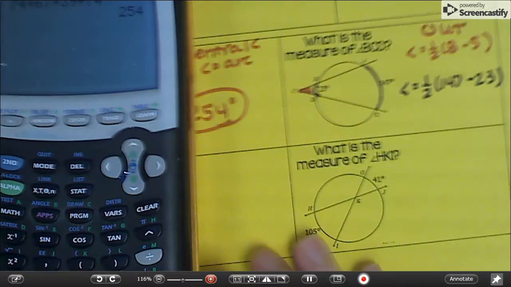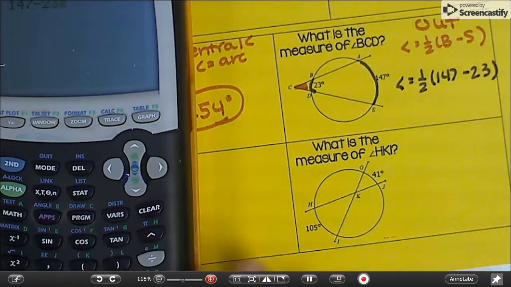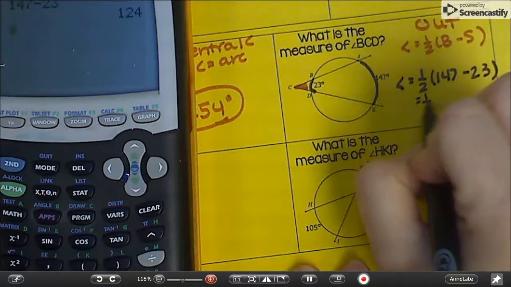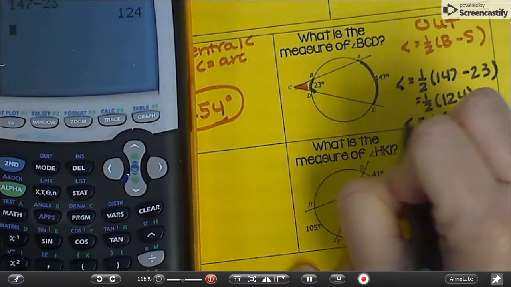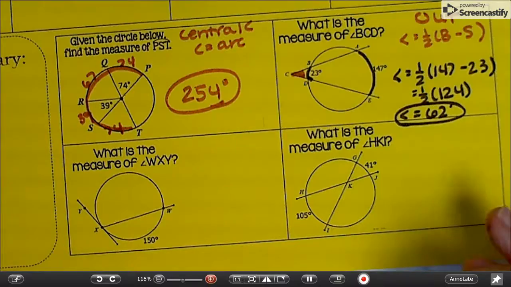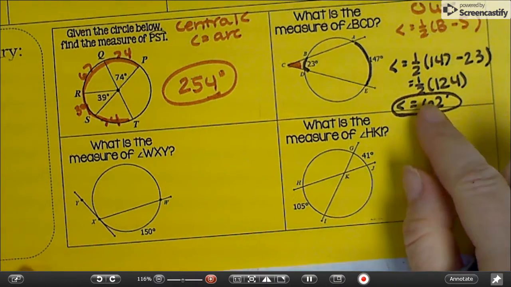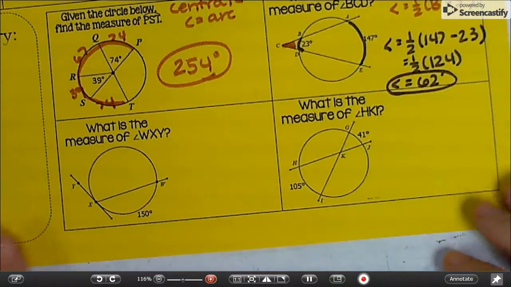And then we're going to just do some math. So half of 124, which is 62 degrees. All right. So the angle is 62 degrees because when it's outside, the angle equals 1/2 big minus small.